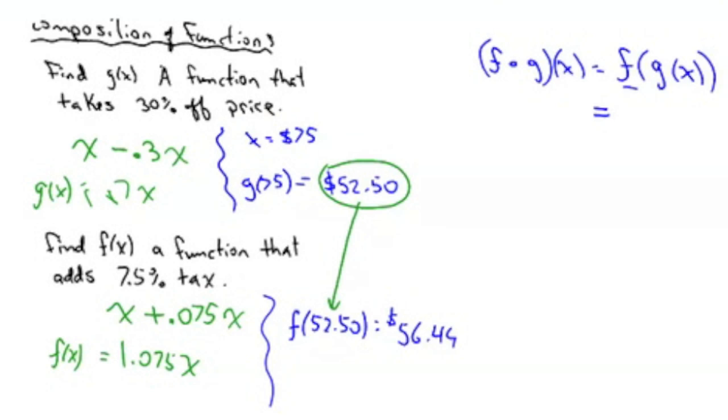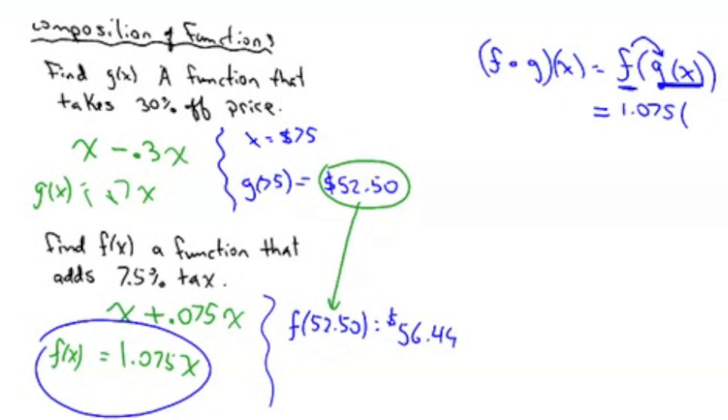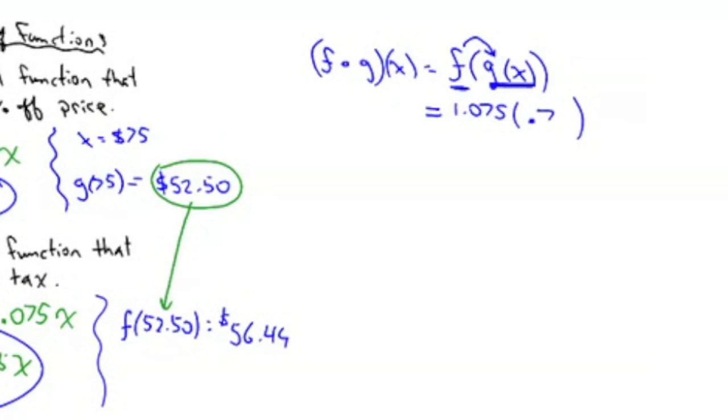So what's happening here? Well, f, you're plugging in g of x into it. So g of x is going inside of f. Well, what's f look like? Well, f is over here. F looks like 1.075 times x. Well, what's x in this case? Well, x in this case is whatever's on the inside, which happens to be g of x. Well, what's g of x in this case? Well, g of x is over here. There it is. It's 0.7x. So in here I'm going to put 0.7x. So it's f on the outside and g on the inside.